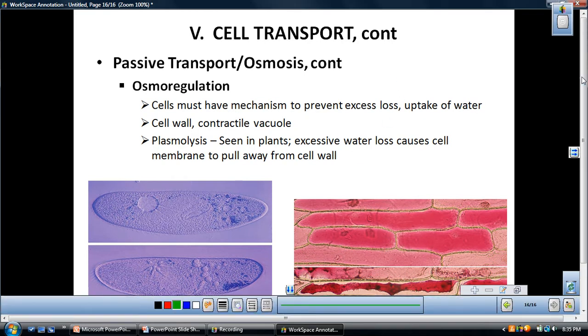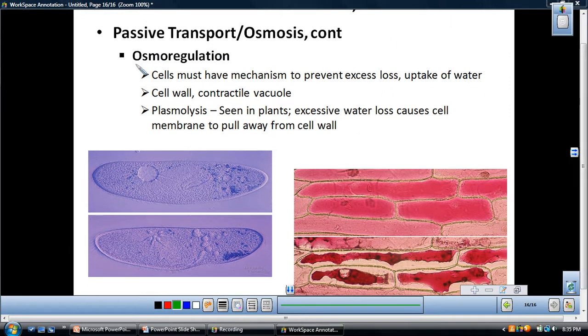All right, this slide talks about osmoregulation. If water is going to go from a high potential or high concentration to a low concentration, that means if you put cells in a very aqueous environment, there's going to be a natural tendency for water to go from high to low, regardless of whether you want it to or not. And so some living things have to have a way to regulate the force, or the osmotic pressure, that exists.